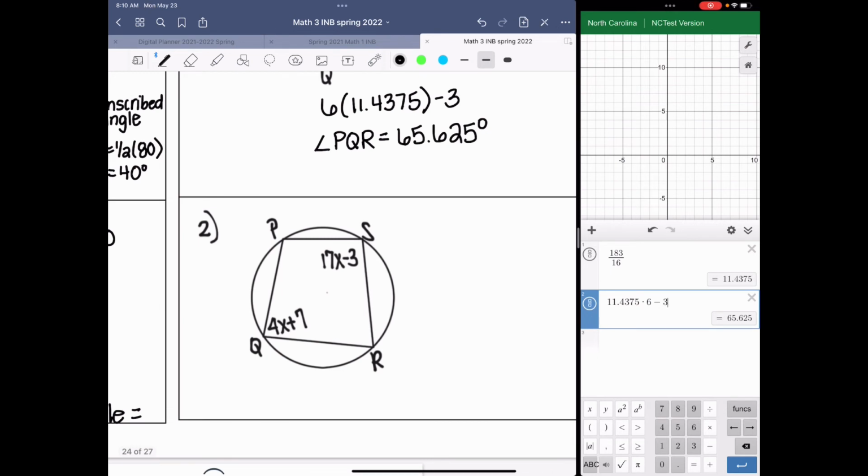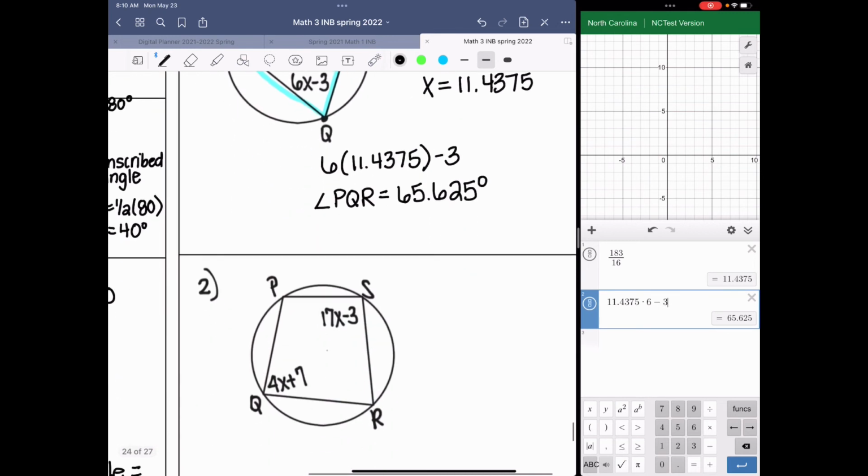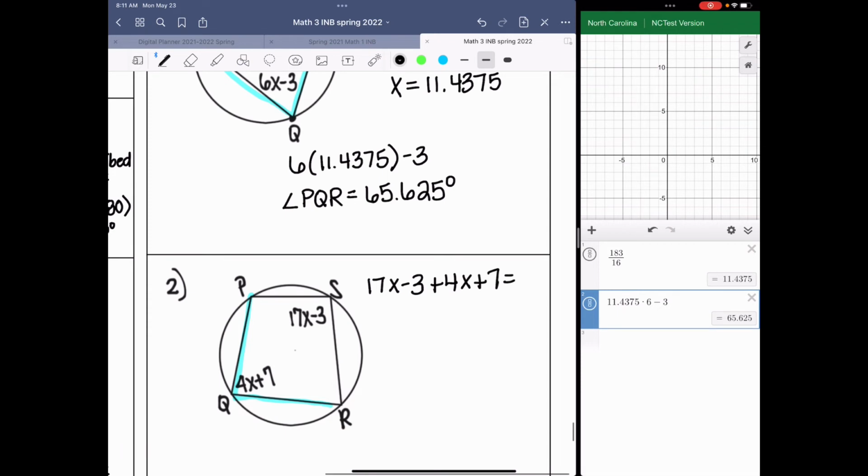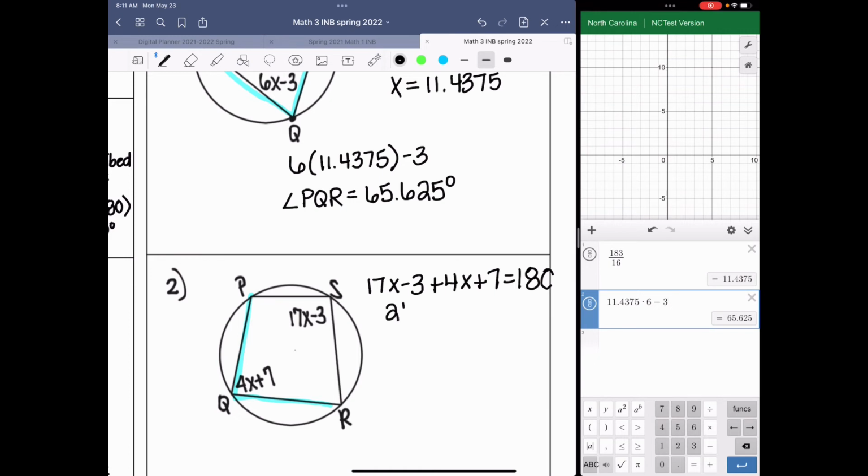All right, so same thing, very similar here. I know that we're trying to find the measurement of PQR. So we're looking for PQR, but in order to find PQR, we have to find x. So we know that these are opposite angles, so this S is opposite of Q, so we're going to set those up and they're going to be equal to 180 degrees. Combine our like terms. So when we combine our like terms, we get 21x, and then negative 3 and 7 is going to be plus 4 equals 180 degrees.